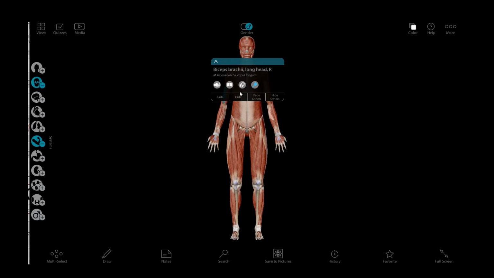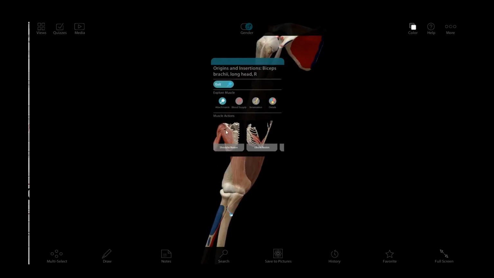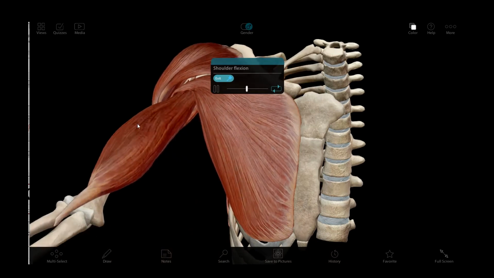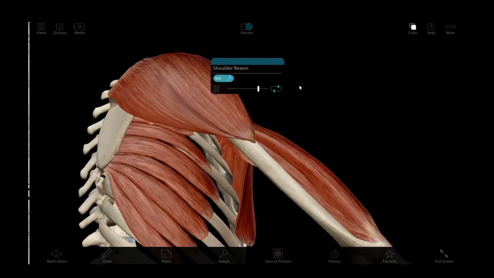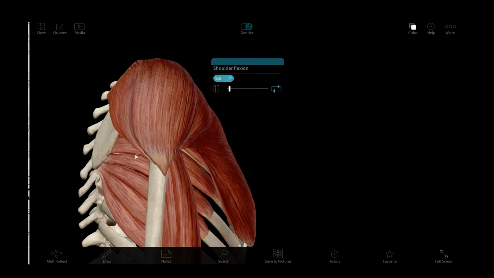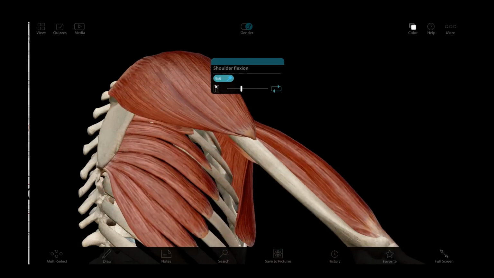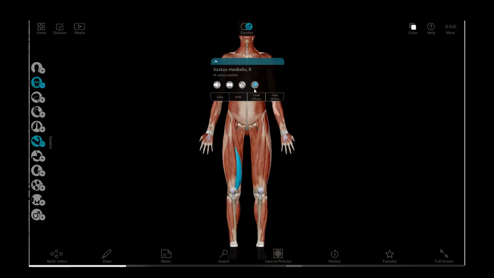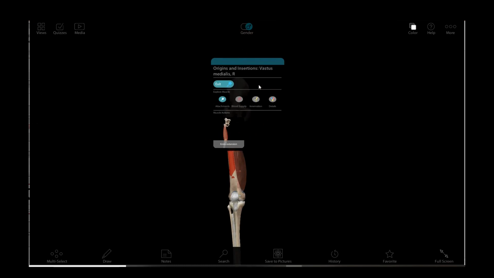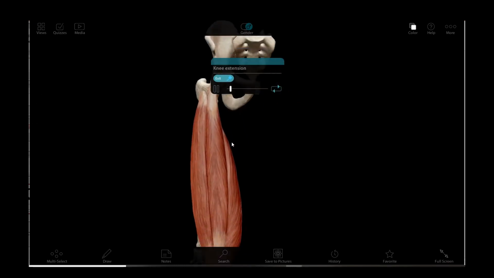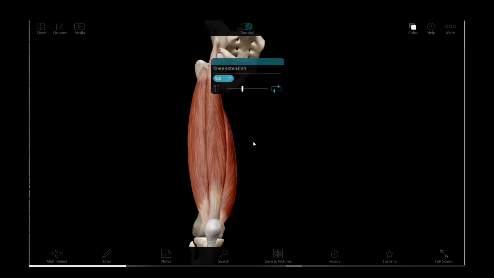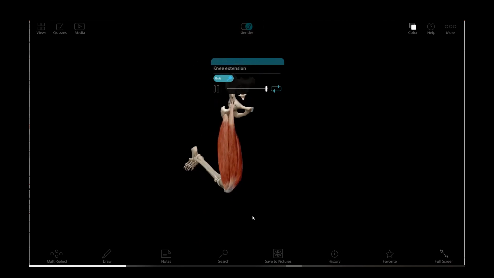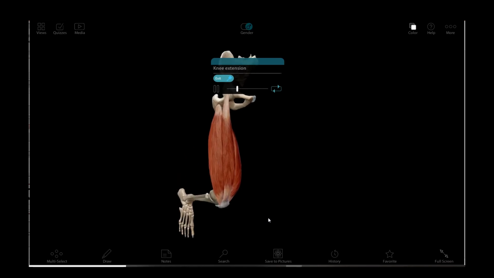This is the biceps brachii, and I'm going to show you flexion. So when you're flexing, you're moving your arms towards and upwards. Now I'm going to show vastus medialis and how it extends. So it's moving it backward.